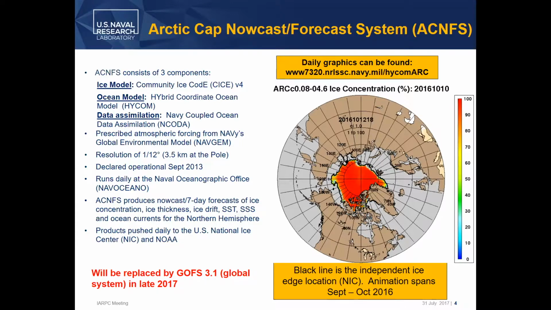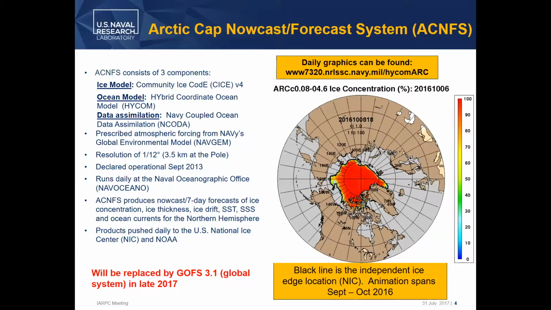The modeling system is coupled through the Earth System Modeling Framework, so it's two-way coupled. And we force it with atmospheric forcing from the Navy's global atmospheric model called NAVGEM. I apologize for all these acronyms. The resolution of the model is on a 1/12 degree grid, which is 3.5 kilometers at the pole. This model has been operational since September of 2013, and it's run daily at the Naval Oceanographic Office, which is co-located with us here at the Stennis Space Center.